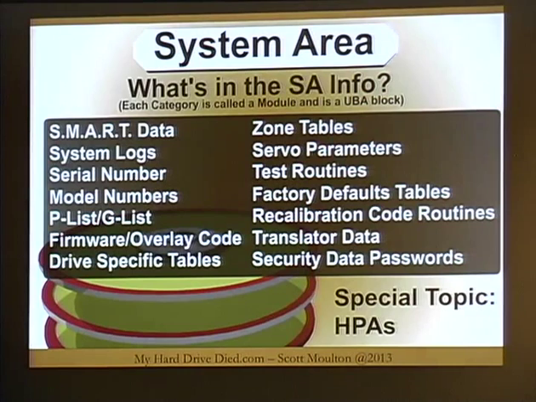Now, HPAs are a special topic. So all these other things that are in the list, these are smart tables, the P list and the G list are bad block tables, there are zone tables, all these things are important, but none of these things are tracked in any of the other tools.